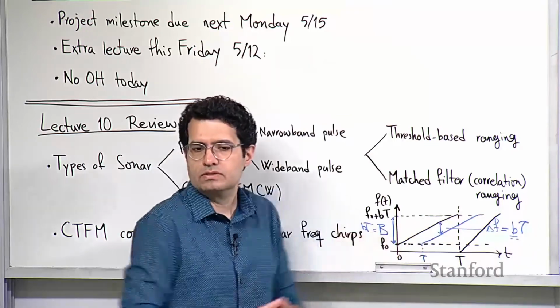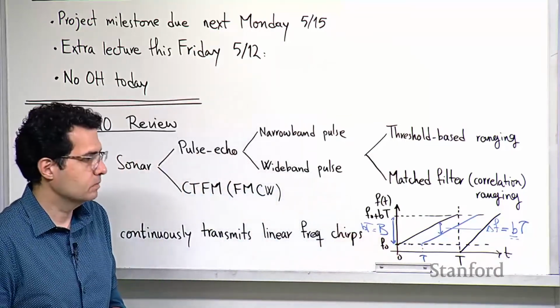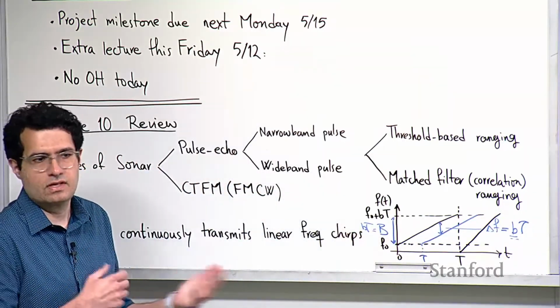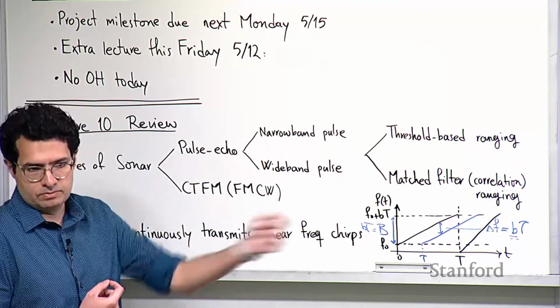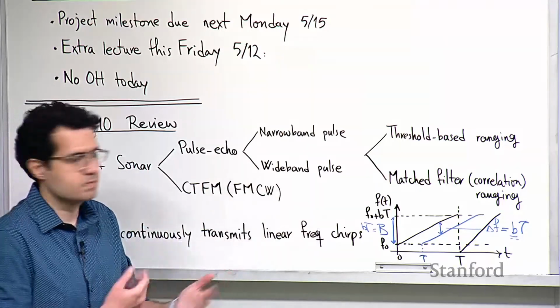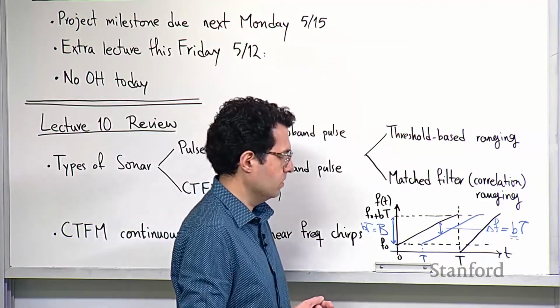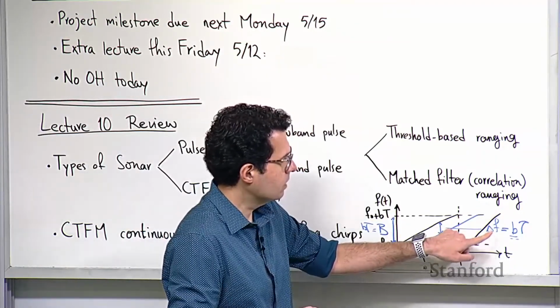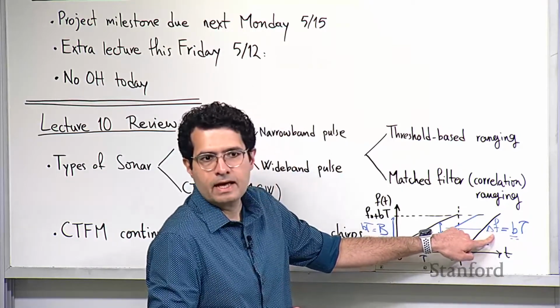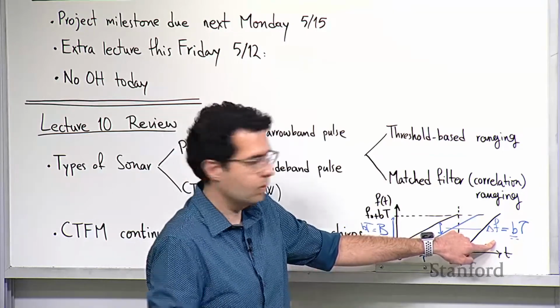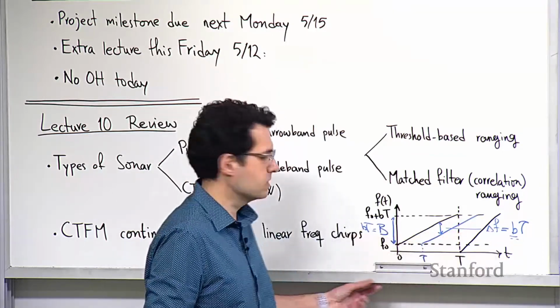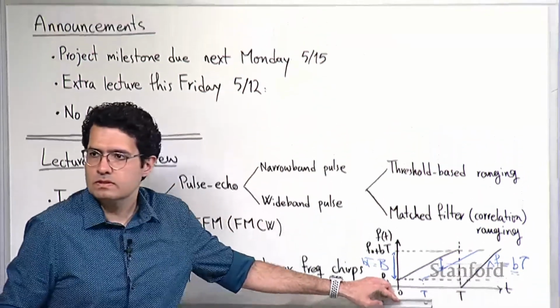And we know the time of flight. From that, we can estimate range. You just divide your time of flight by 2 to go from round trip to one way, and then also divide by the speed of sound, and that gives you range. Okay. So today we are going to start by looking at how to find this delta F, because that's at the core of how CTFM sonar works. Any questions before we continue?